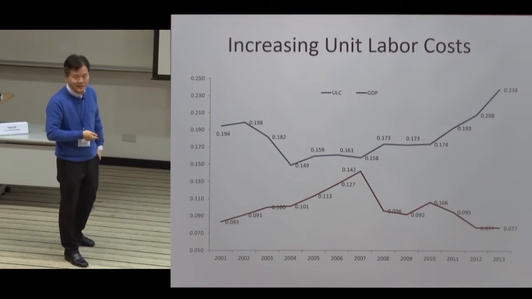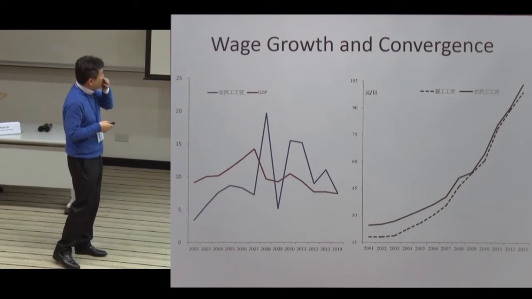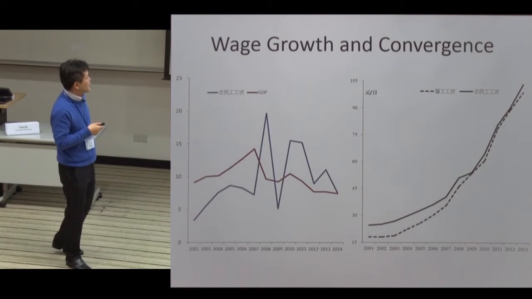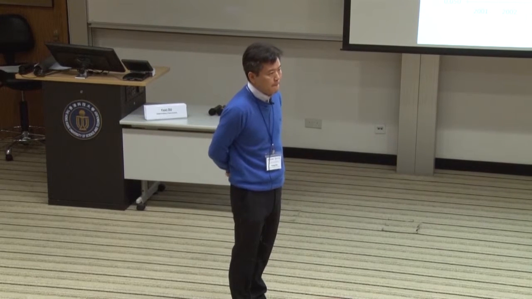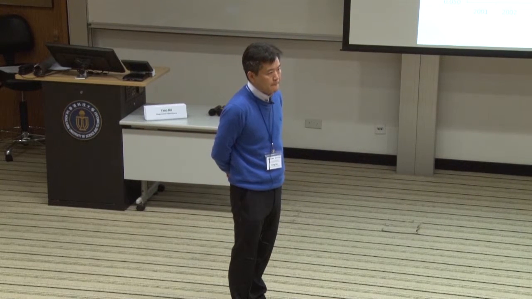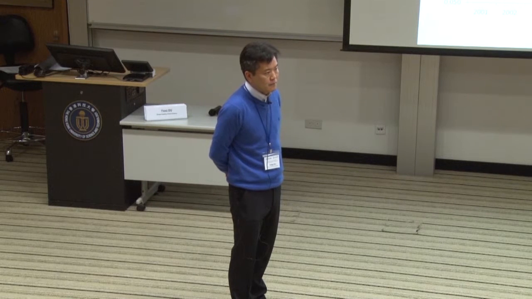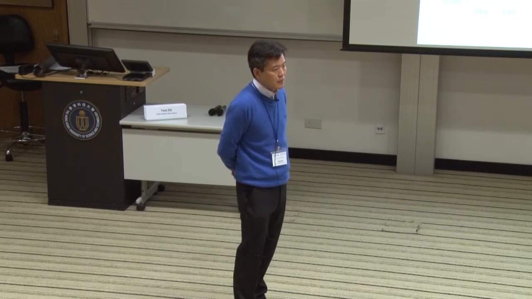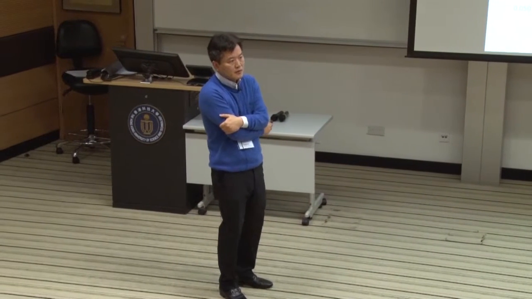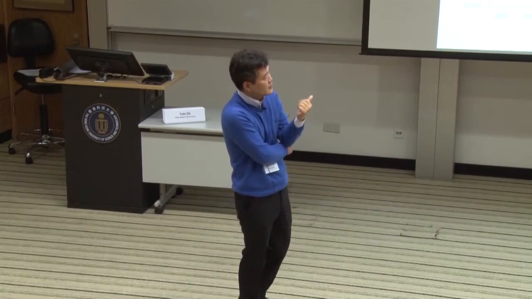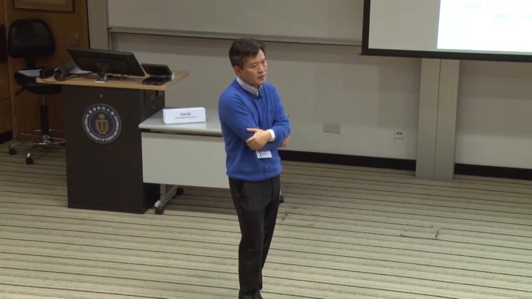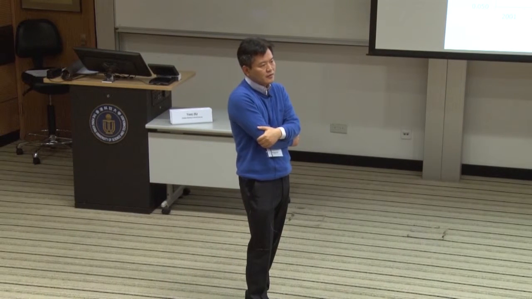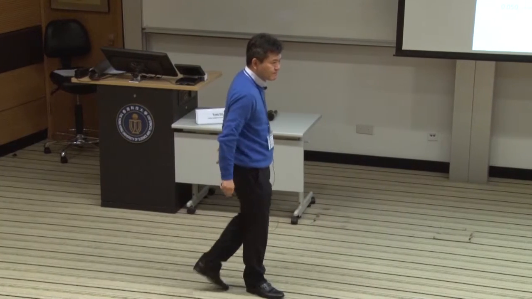Okay, maybe we can discuss it later. And also, because of this kind of labor market change, we can find dramatic labor changes. In the United States it's about 0.7, in Japan it's 0.5.